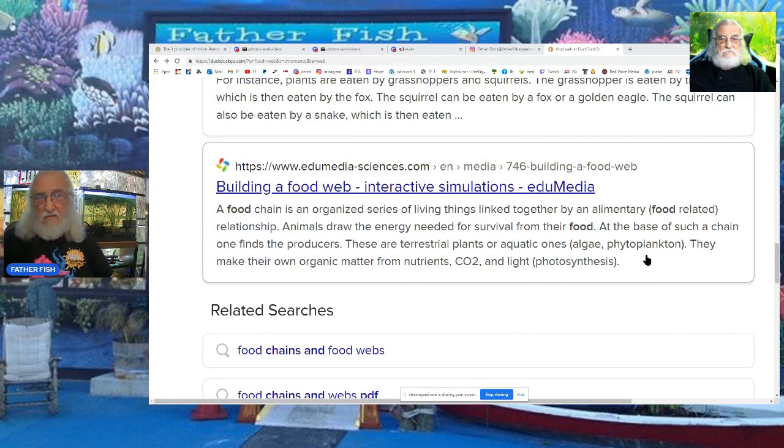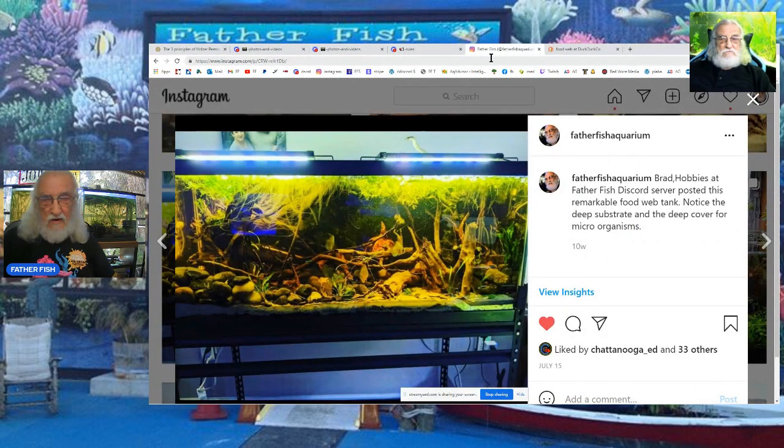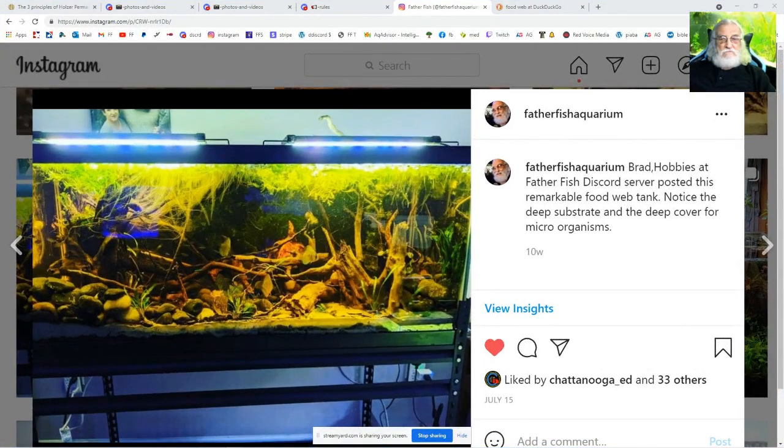So, food web. What's a good example of a food web? Well, here's one. Herb posted this on Instagram. If you look at it carefully, and I don't think I can make it much bigger, blow your own screen up if you need to. If you look carefully at this, you'll find a lot of matter on the bottom. There are leaves spread on the bottom. There's lots of little pieces of driftwood. Plants floating on the top.